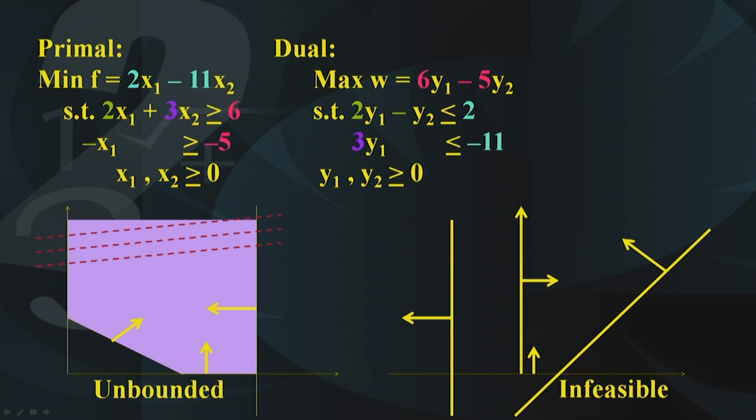This is the primal. The feasible domain is unbounded, and the objective function is going to infinity. Now, if you look at the dual, it can be plotted, and you can see clearly that the dual is infeasible. Therefore, what we had mentioned in the third corollary holds: if the objective function of the primal goes to infinity, then the dual will become infeasible.